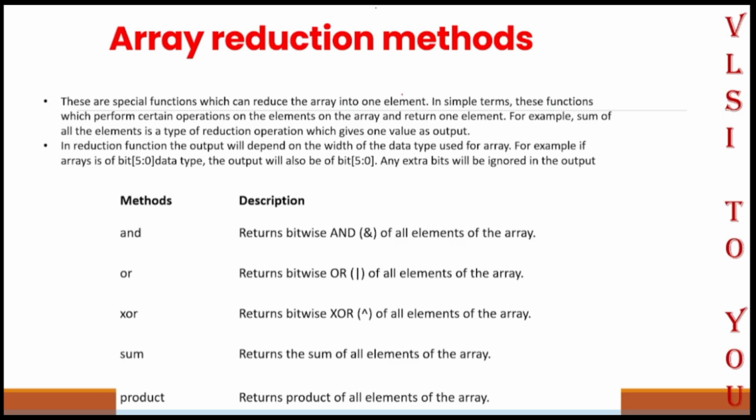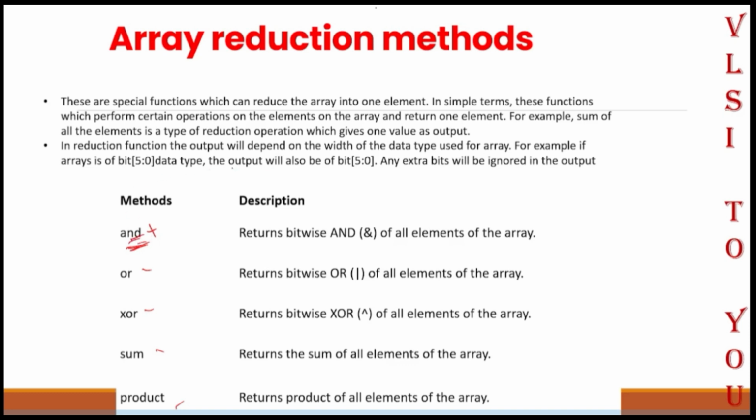That means, in simple terms, these functions perform certain operations on the elements of the array and return one element. These are the methods like AND, OR, XOR, sum, product. When you are performing an AND operation on the elements of your array, the AND operation is performed on the elements of your array and the output will be the output of the AND operation.